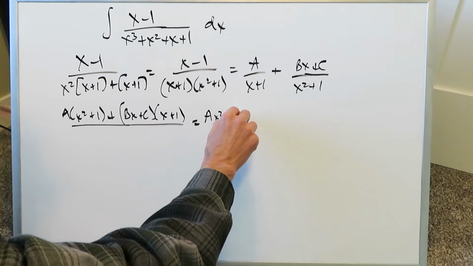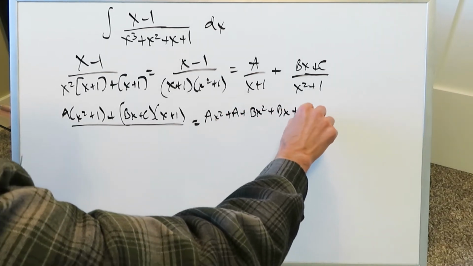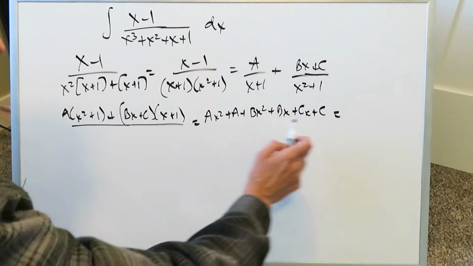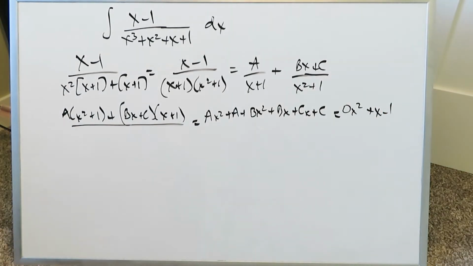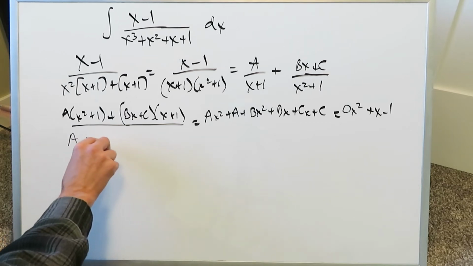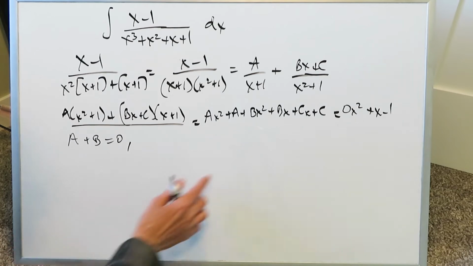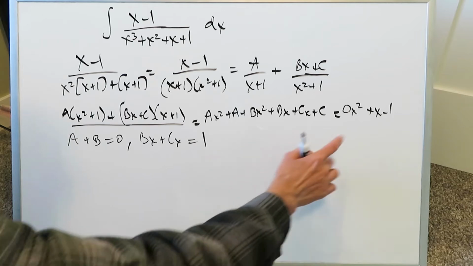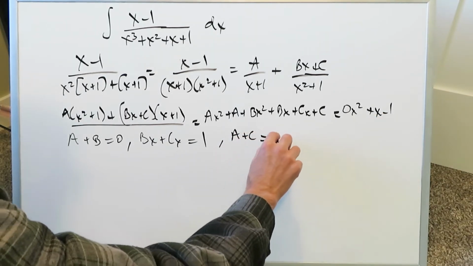You'll have ax squared plus a plus bx squared plus bx plus cx plus c. All of this will equal this x minus 1. Since we're seeing squared components, you might as well bring 0x squared plus x minus 1. That completes the picture. Now look at all your quadratic terms, your square terms. You have an a plus b, and you're looking only at their coefficients. a plus b equals 0. That's one linear equation. You have bx plus cx, your linear items, is equal to 1, right here, the 1. And then you have your constants, a plus c is equal to minus 1.